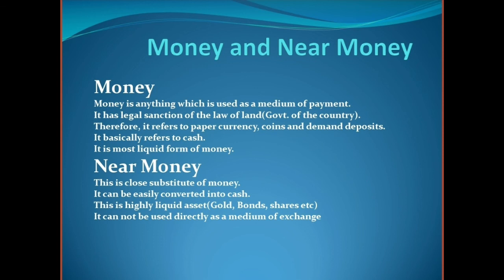So children, in today's session you have learned the evolution of money, commodity money, metallic money, paper money, and bank and credit money, and the meaning and definition of money. There are different definitions, that is functional definition, narrow definition, broad definition, and legal definition of money. And also you have learned money and near money.